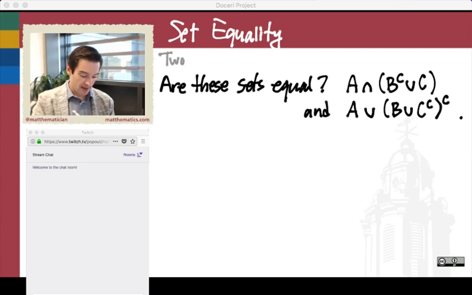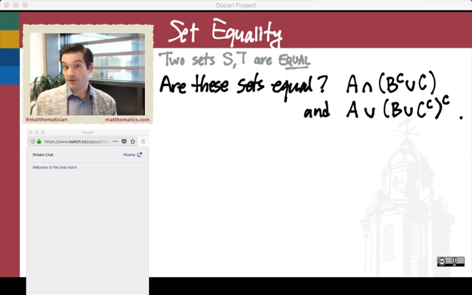So let me get that established up here at the top. If I have two sets S and T, then to say that those two sets are equal is a very strong statement. It's more than just the statement that says these two sets have to have the same number of elements in them. Rather, not only do the numbers of the elements in S and T have to be the same, the cardinal number, but also the elements themselves in S and T have to be the same as one another.